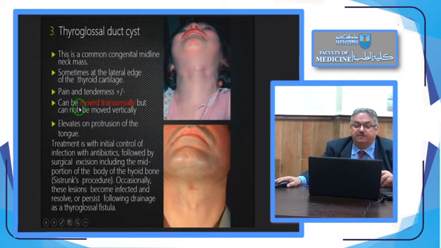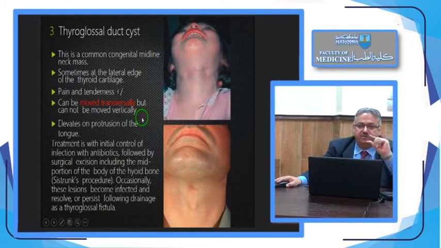It can be moved transversely but cannot be moved vertically. If you hold it with your fingers and try to move it, you can move it transversely from side to side but not vertically. But it moves upwards on protrusion of the tongue. So if the patient protrudes his tongue, it moves upwards.